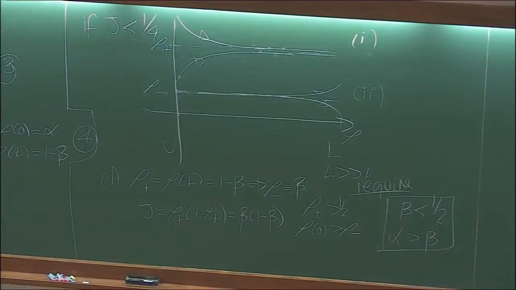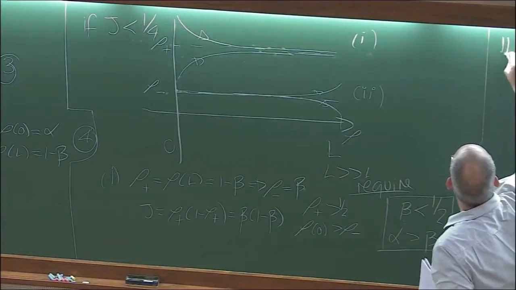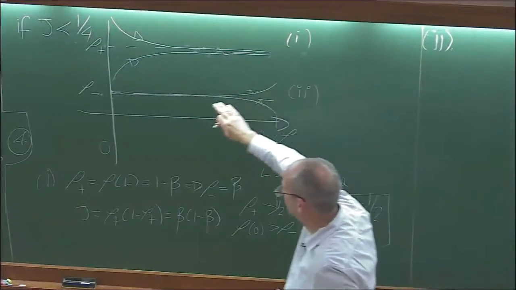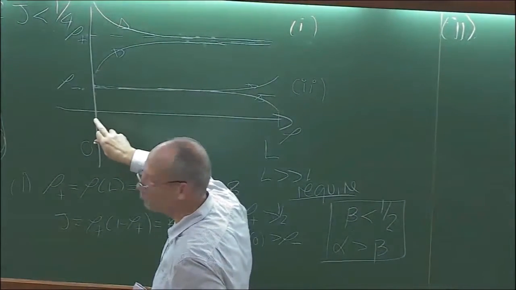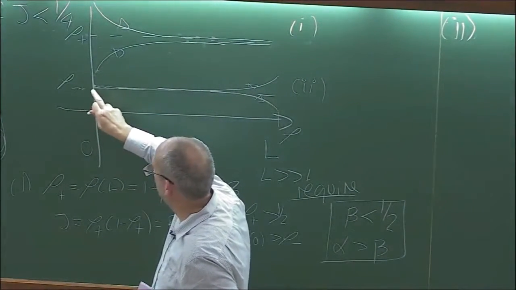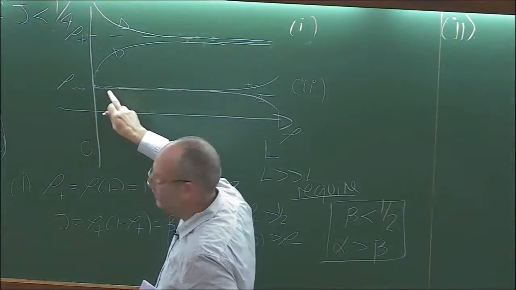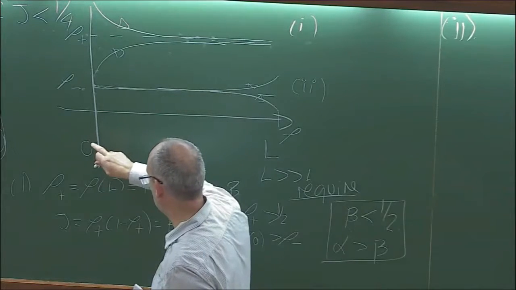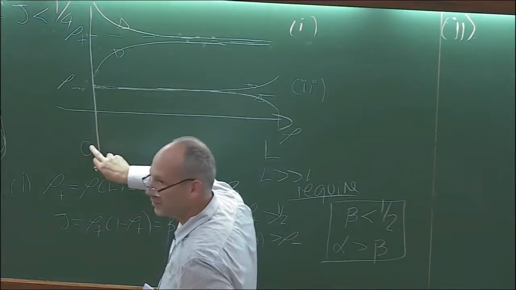So now let me do the same thing for phase number 2. For 2, I see that I need to be basically down here. There's a plateau where it's rho minus. So rho minus is equal to rho 0.